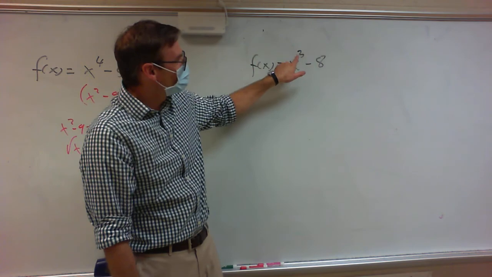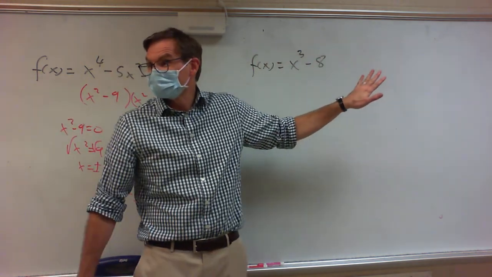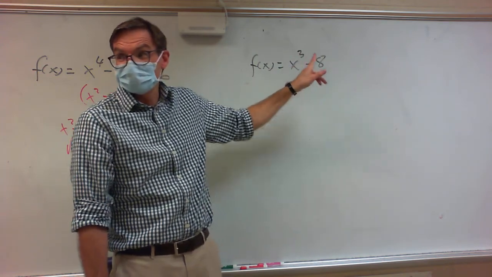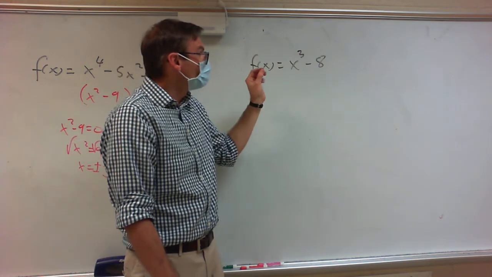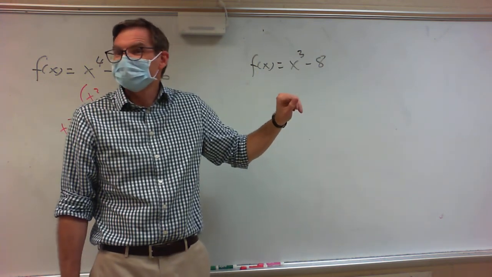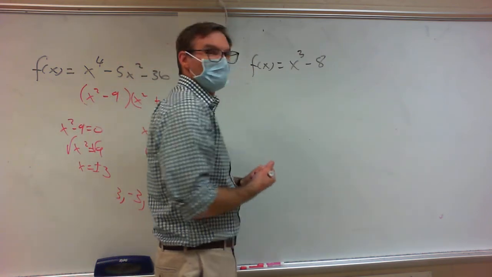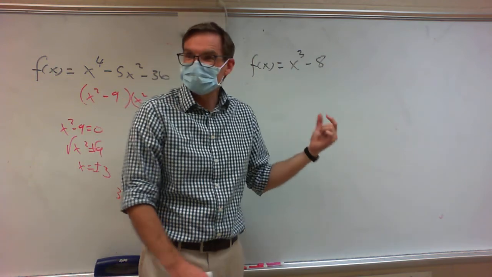This is degree 3, so yes, I do agree that 2 is a zero. You're absolutely right that 2 is a zero. The problem is, since this is x cubed, we better get 3 answers, right? So how do we find them? Well, can we factor this? Yes, you can. What is it? X cubed minus 8 is a difference of cubes.